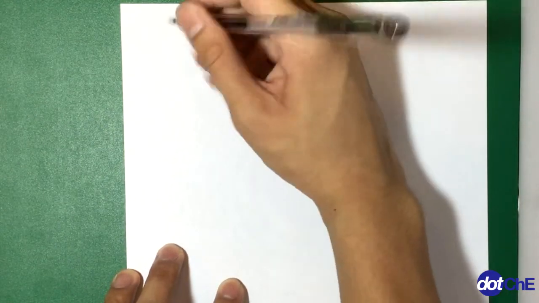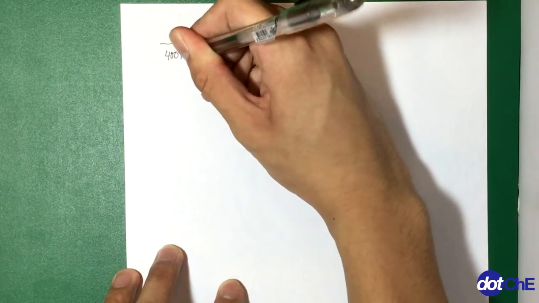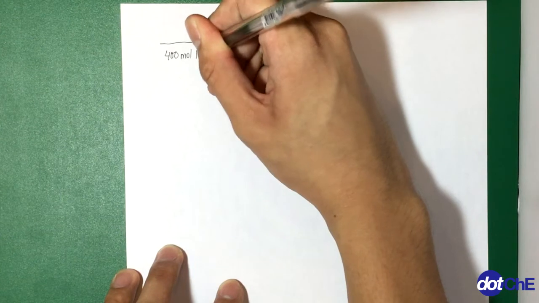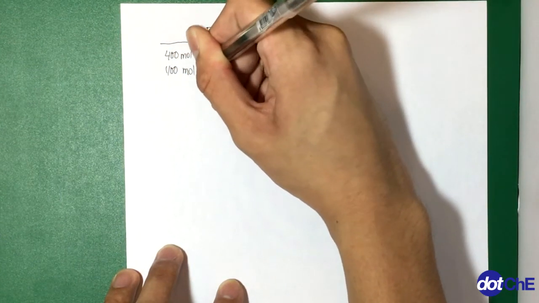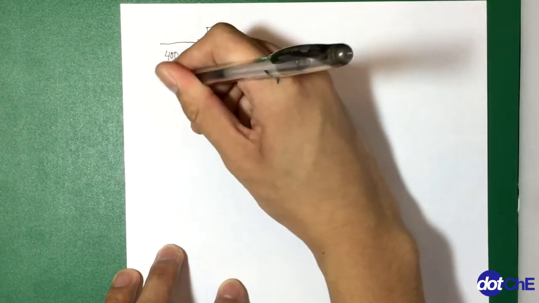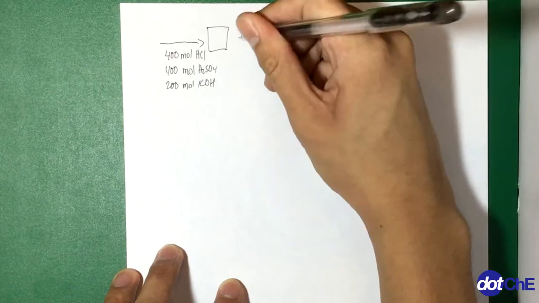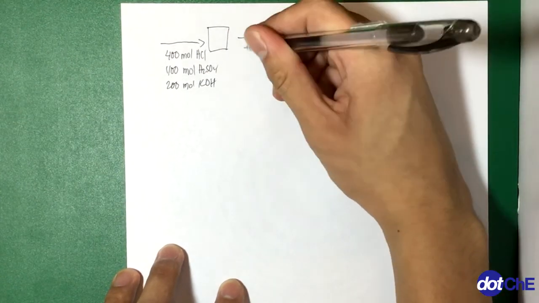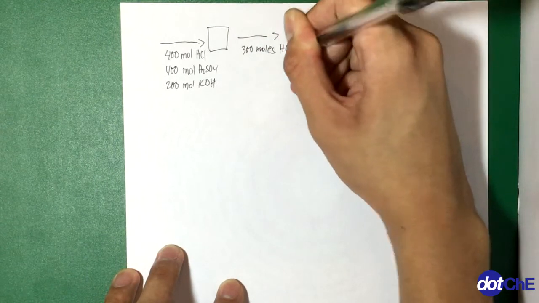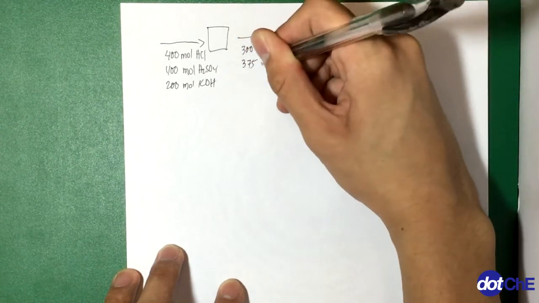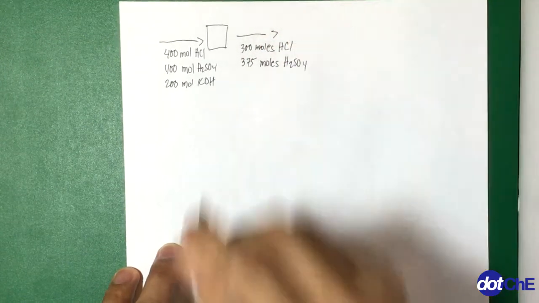So I took a basis of 1 hour, and thus these are the results. 400 moles of this is HCl, then 400 moles of H2SO4, then we have 200 moles of KOH. Then going out of such, we have 300 moles of HCl and 375 moles of H2SO4.